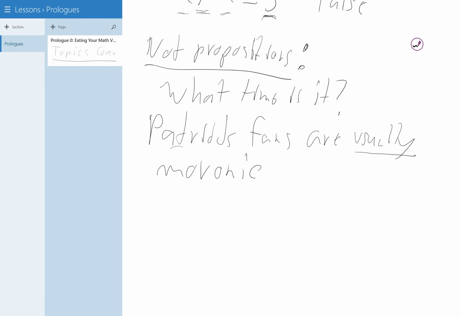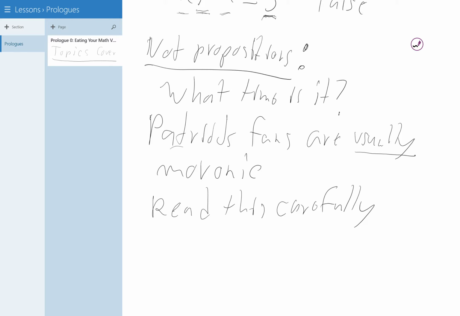A similar example is something like, read this carefully. This is not a declarative sentence. For one, it's instructing you to do something. It's not actually stating a fact that's either true or false.